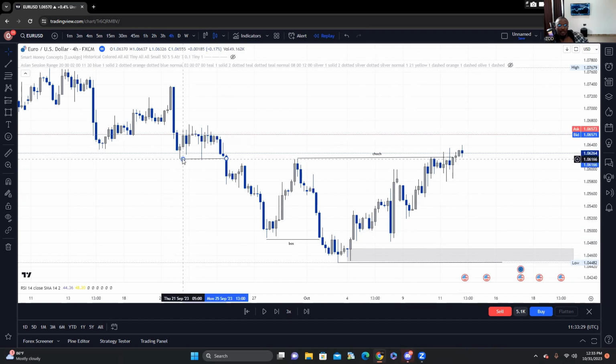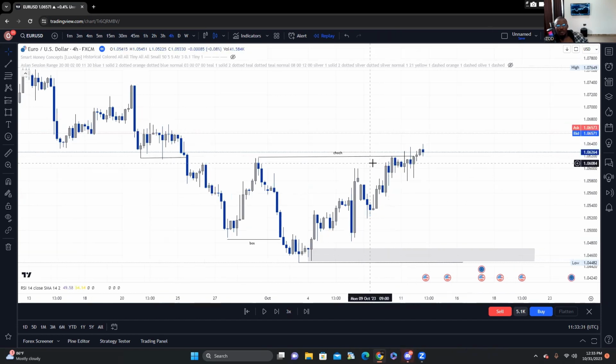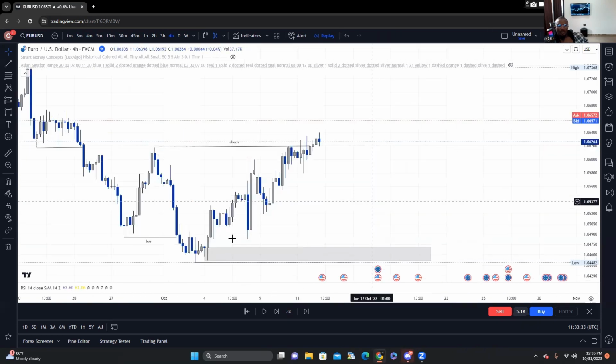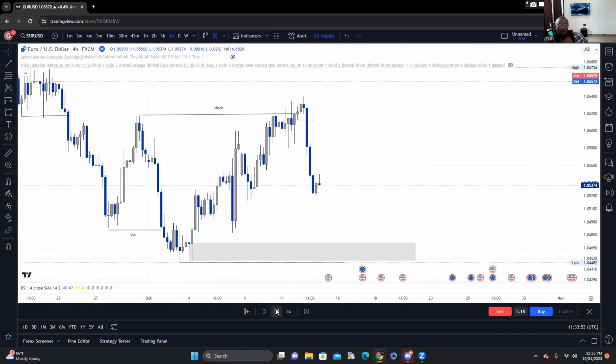All right, but let's get back to when we changed character to the upside here. So now this is the cleanest order block that we can see here. What we anticipate is for price to come and test within this order block, and then we can look for confluences that can make us enter or go in for a buy. So let's see how that would have played out.